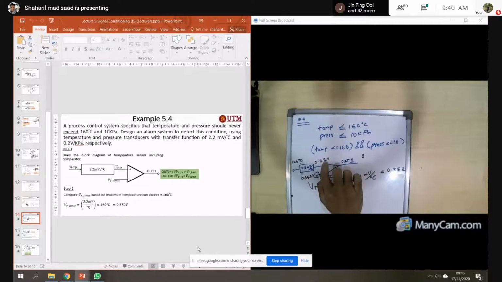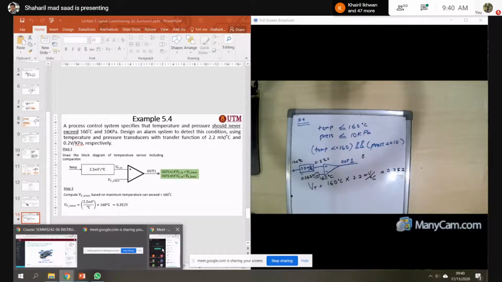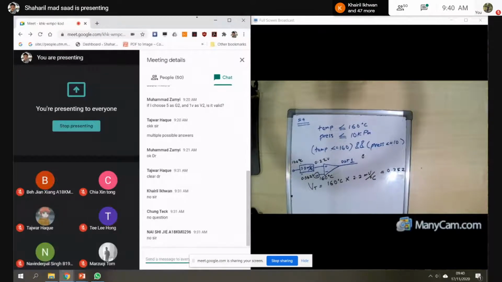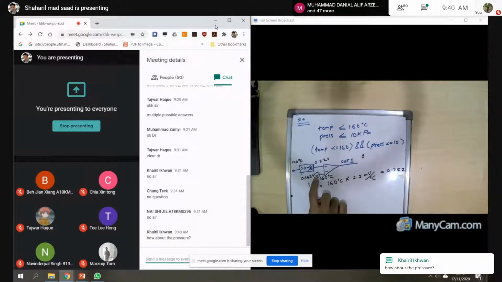So that means the 0.22 volt is less than 0.352, so the output will be 0. So far, do you have any question? Do you have any question about this one? How we find this reference is based on the question that said the temperature cannot exceed 160 degrees. So that's why we set the reference voltage at 160 degrees.